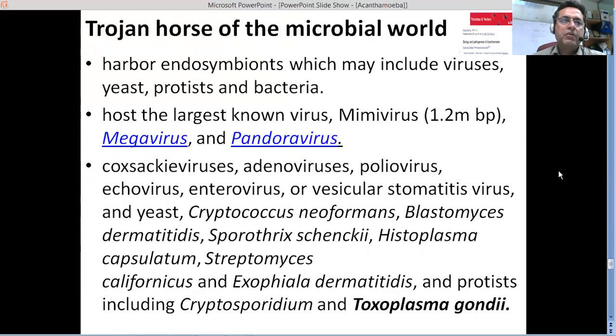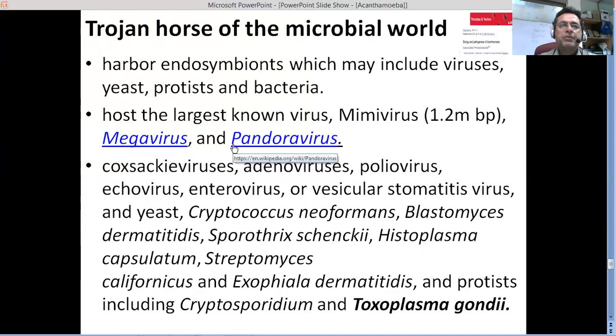For instance, they are hosting the largest known viruses. For instance, the Mimivirus, 1.2 million base pairs is the genome of this particular virus, which is too big in size. Or the megavirus, which is another category of big viruses, are the pandoviruses, which were discovered in 2013 and have the largest viral genome so far discovered in the case of viruses.